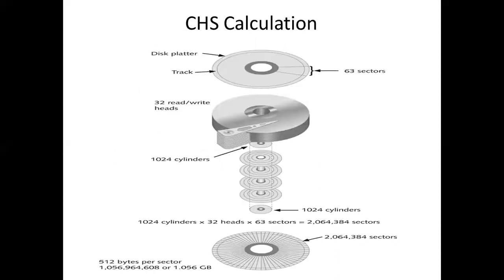The next diagram gives the description of how the CHS is calculated. So from the diagram, you can understand that there are 63 sectors, 32 read-write heads, 1024 cylinders, and the CHS calculation gives us 1.056 GB.